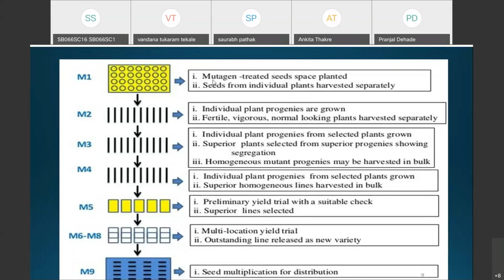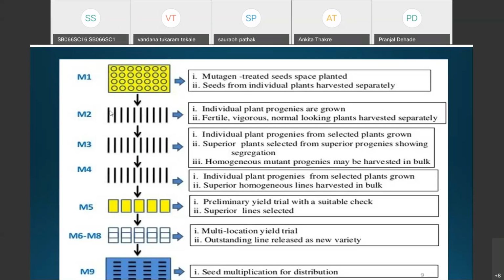Here you can see the mutagen treated seeds, these are space planted. The seeds from the individual plants are harvested separately. In the M1, each and every suspected plant is selected, and these are harvested, their seeds are collected, and these are kept separately.